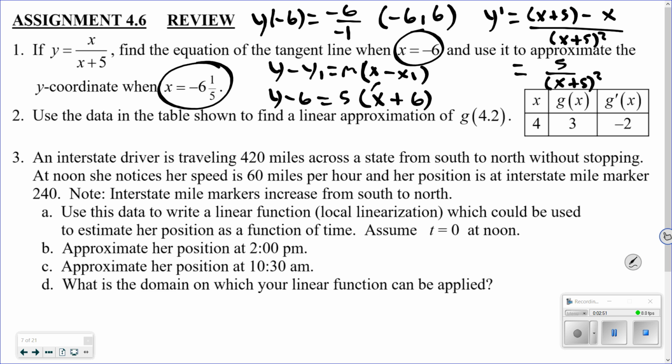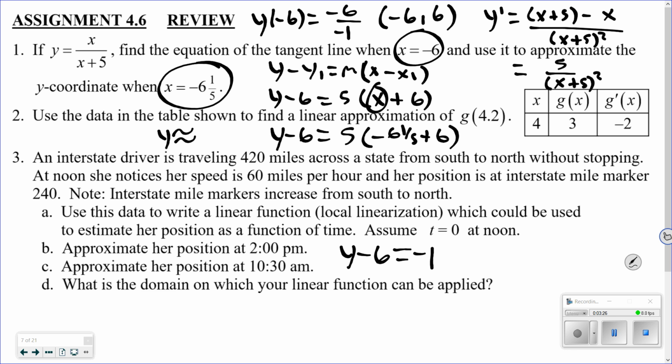So plug in -6 1/5 right there for x. So y minus 6 equals 5 times -6 1/5 plus 6. Hey, -6 1/5 plus 6 is -1/5. -1/5 times 5 is -1. Add the 6 over. Sorry, I'm jumping all over, but we end up with y minus 6 equals -1. Add the 6 over, so we get 5. So up here, I would say, when x is -6 1/5, y is approximately 5. That's what it comes out to be.